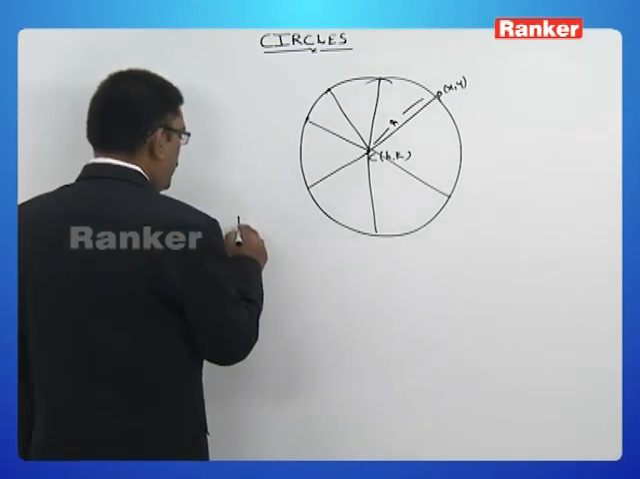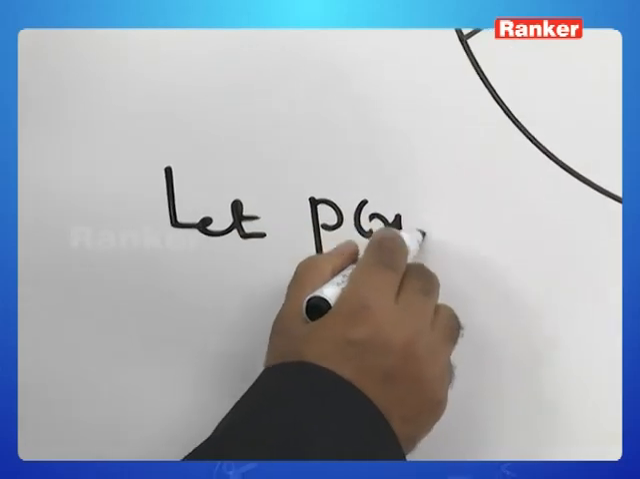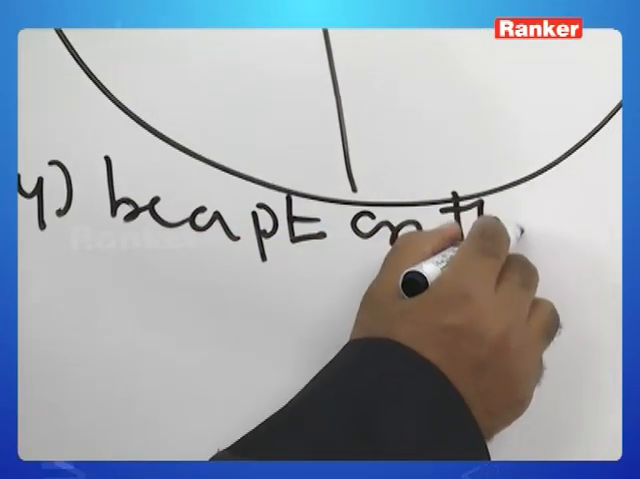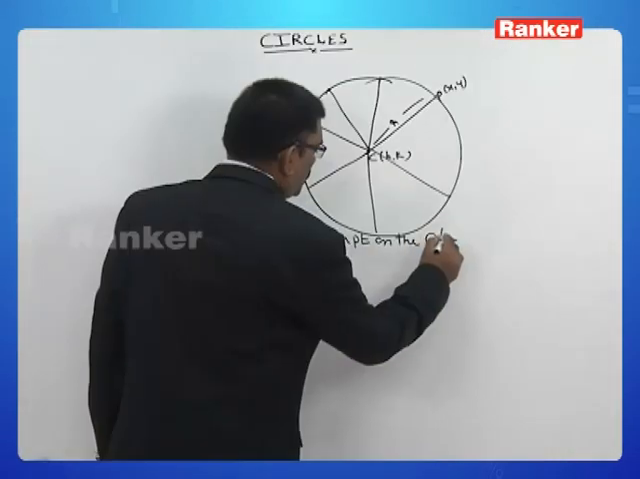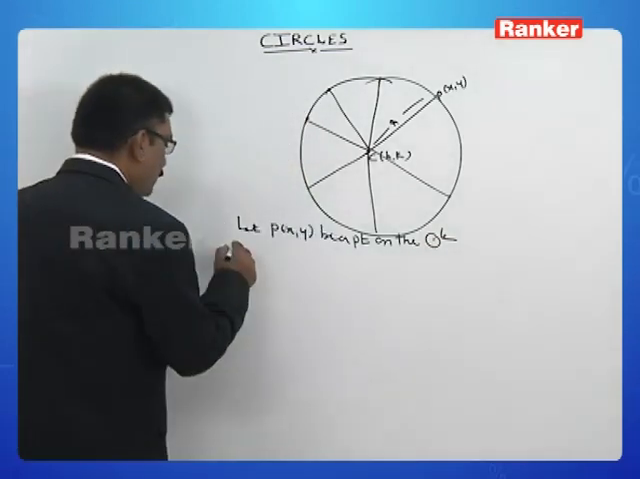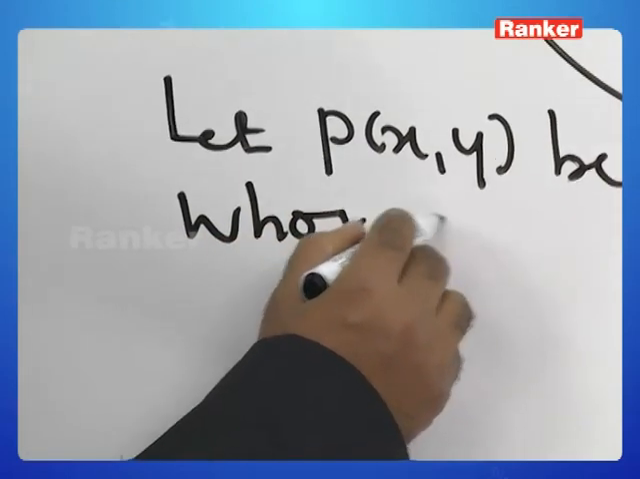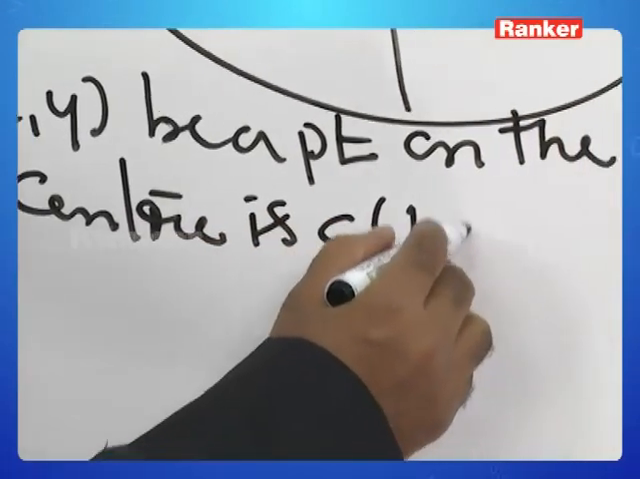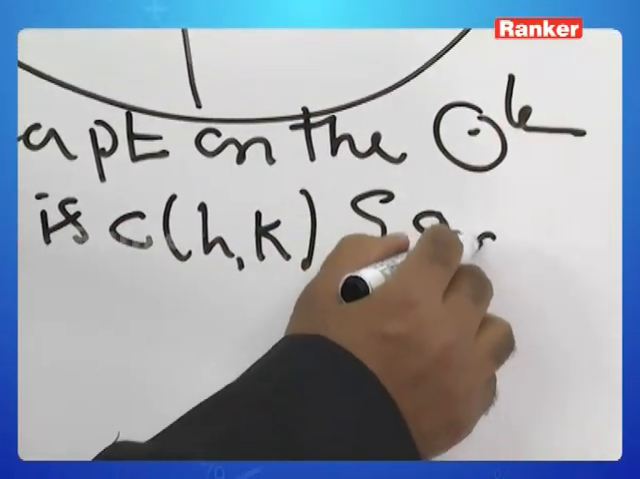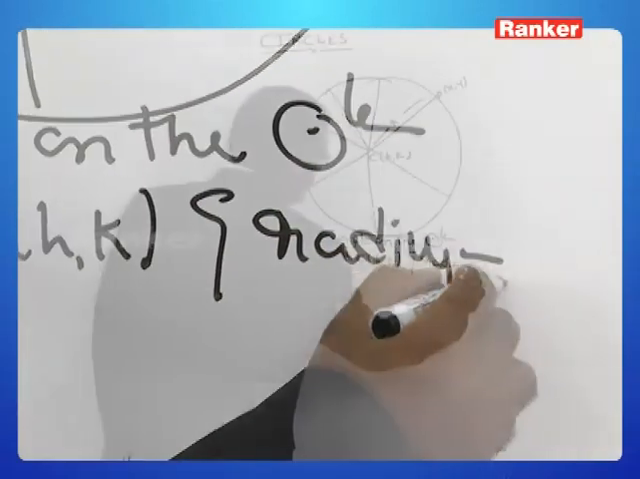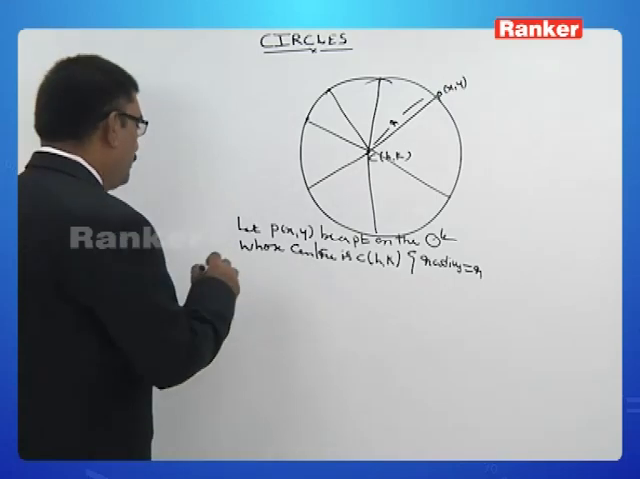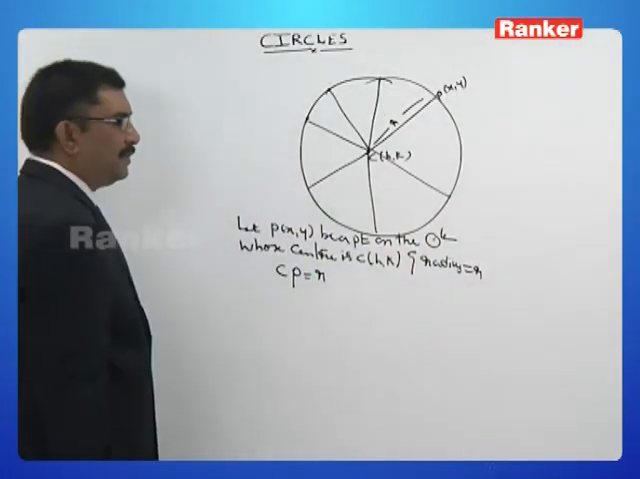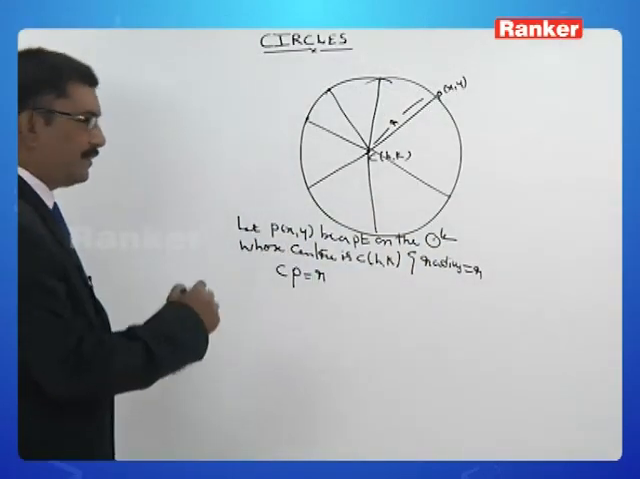I am going to start. Let P of x comma y be a point on the circle whose center is C of h comma k and radius is equal to r. By definition, CP is equal to r. Why? It's a fixed distance.